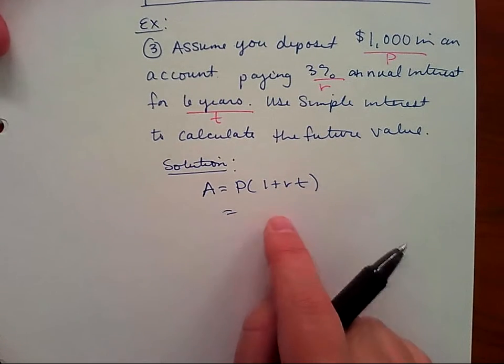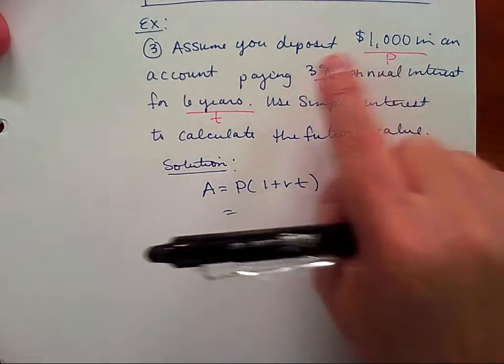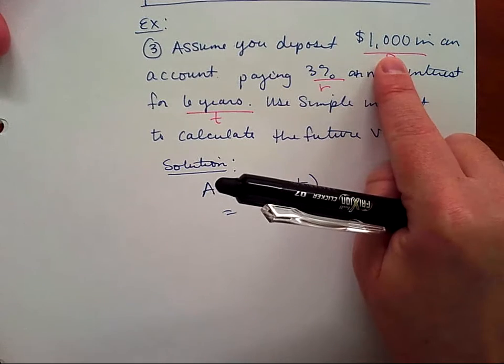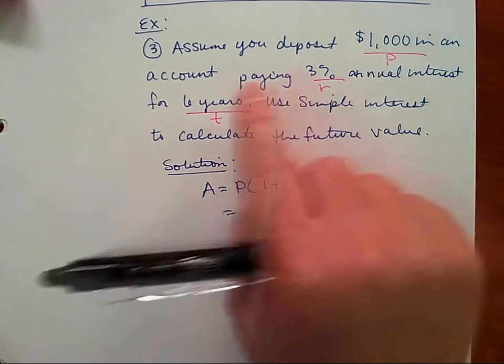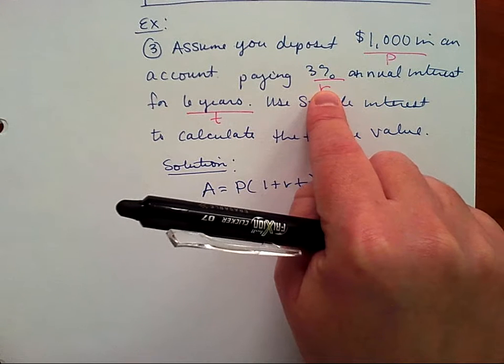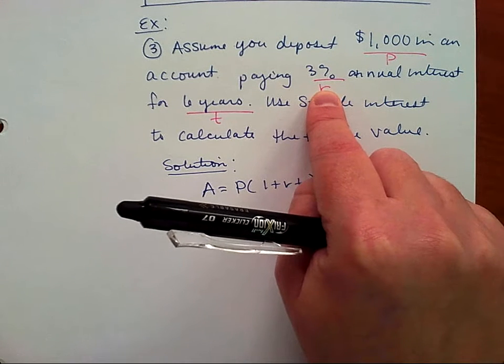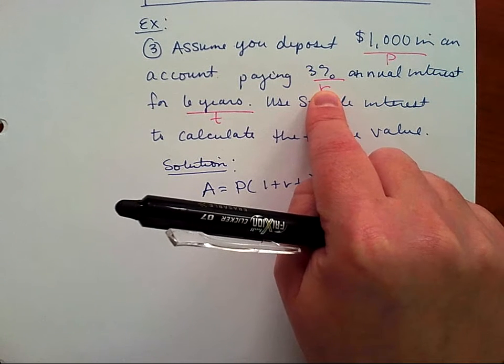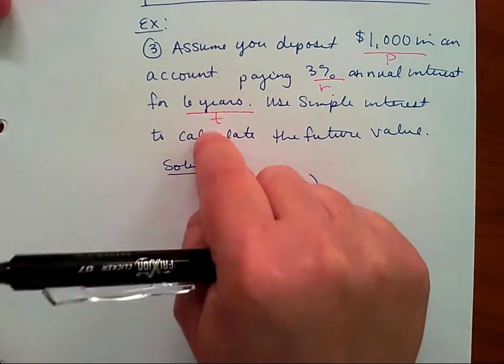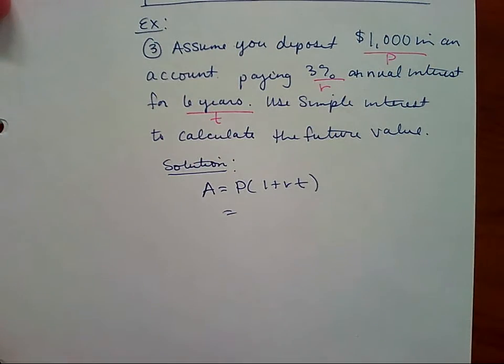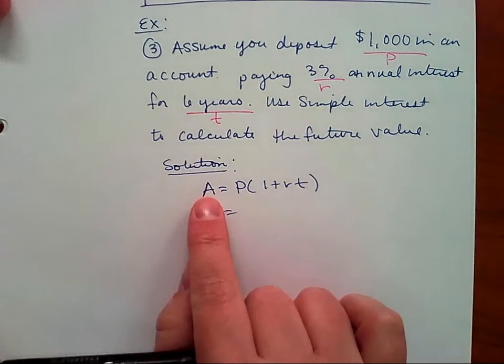Okay. So we underlined everything. You deposit $1,000 in an account. That's your principal. That's your initial amount, right? Paying 3%, whatever percentage you see, that's going to be your rate, right? If you ever see a percentage, that's your rate. Annual interest for 6 years. T is time in years, so we got it, right? We're solving for A.